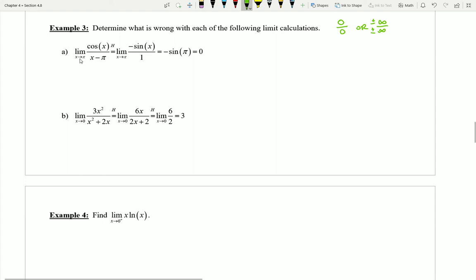So if I was to take a look here, as x approaches pi, I see that the denominator of this fraction is moving towards 0, but the numerator of this fraction would be moving towards -1. Right? Cosine of pi would be -1. So I don't have an appropriate indeterminate form, and so this step right here is not okay. I can't just take the derivative of the top and the bottom. Not acceptable. So I can see here that we don't have an appropriate indeterminate form.